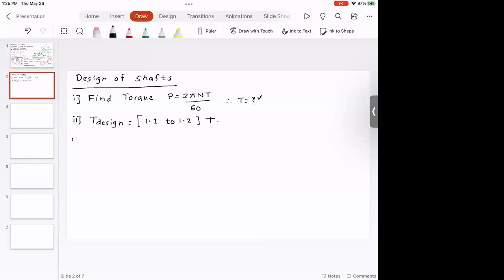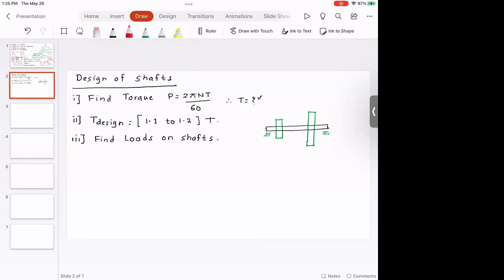Then step number 3, find loads on shaft. So you would see what's happening. A simple example is, if you have a shaft, and on this shaft, you have one gear here and maybe one pulley here. And this shaft is simply supported at these two ends.